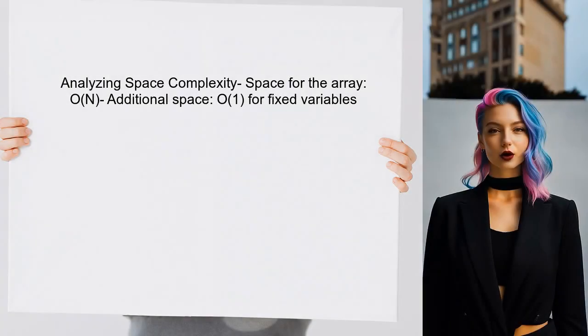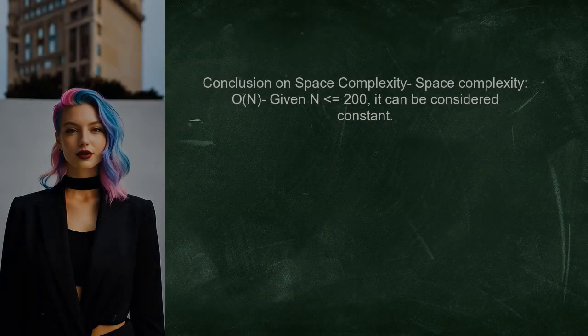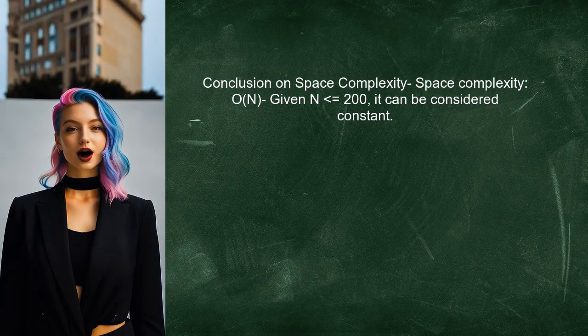When analyzing space complexity, we consider both the space required for the array itself and any additional space used by the algorithm. For a static array, the space required is directly proportional to its size. Since the array size can vary from 1 to 200, the space complexity is O(n).